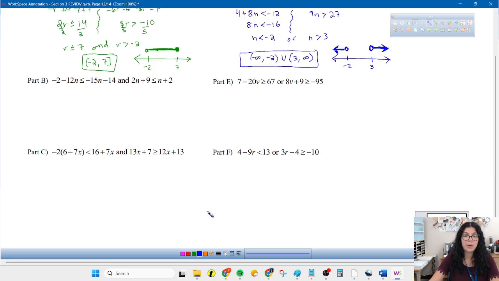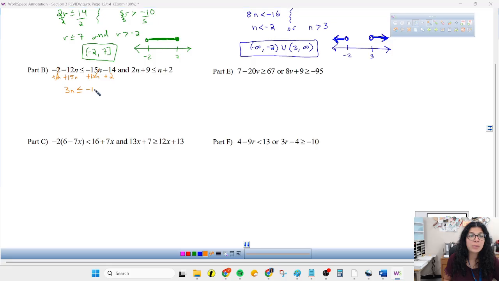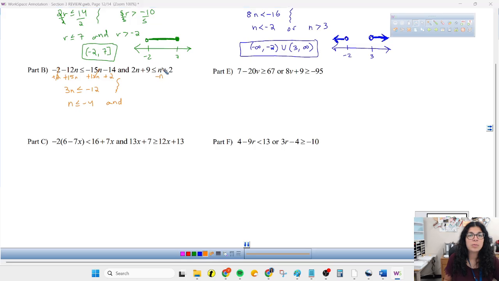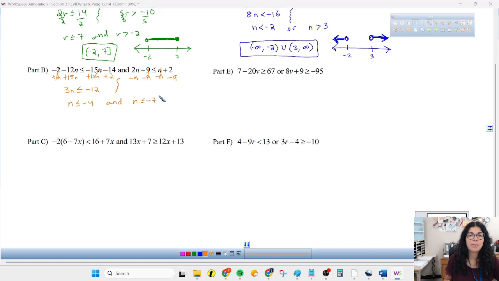All right, let's move on to part B. For the inequality on the left, we can start by adding 15n and adding 2. This gives us 3n is less than or equal to negative 12. And then divide 3 on both sides, n is less than or equal to negative 4. The word in the middle here is and. Then on the inequality on the right, subtract n on both sides, subtract 9. We get that n has to be less than or equal to negative 7.